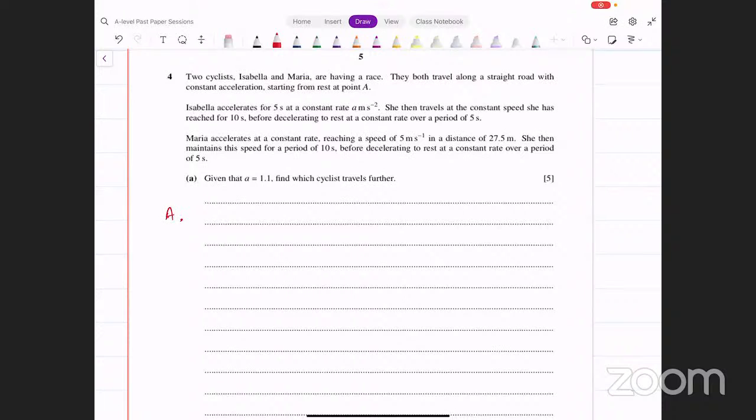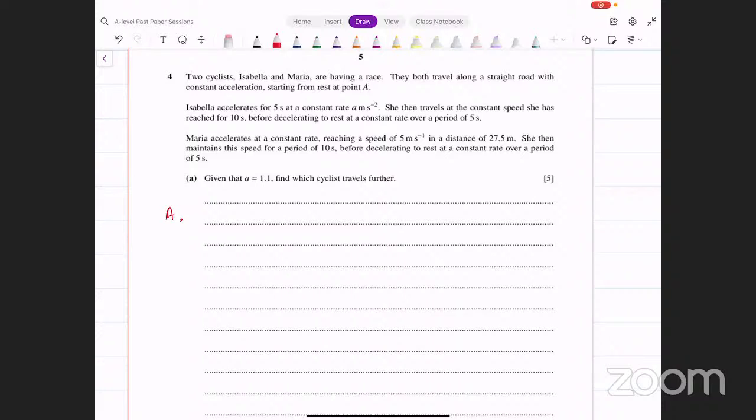Now, Isabella accelerates for 5 seconds at a constant rate, a meters per second square. She then travels with the constant speed she has reached for 10 seconds before decelerating to rest at a constant rate over a period of 5 seconds. Now, it often helps to visualize such situations using graphs. आप इसको थोड़ा सा visualize कर लेंगे ना, आपके लिए थोड़ा सा आसान हो जाएगा.